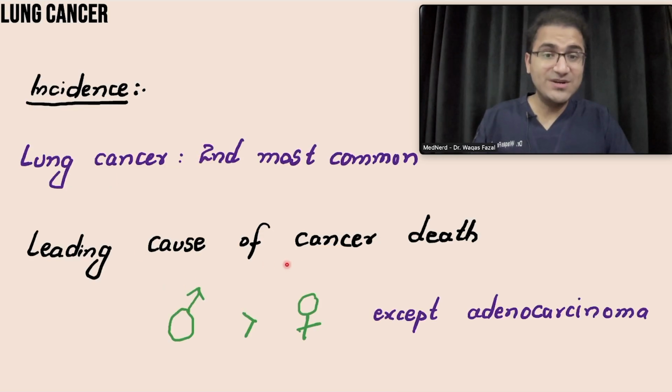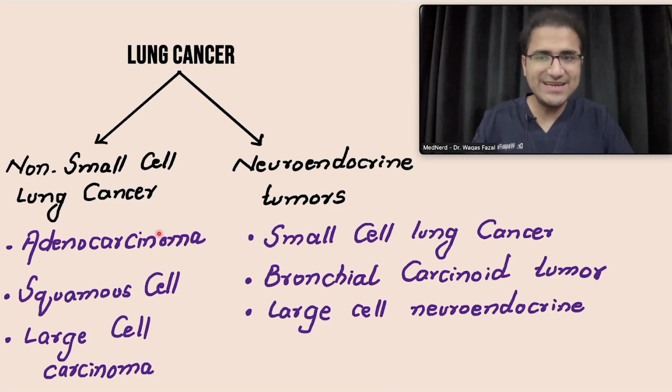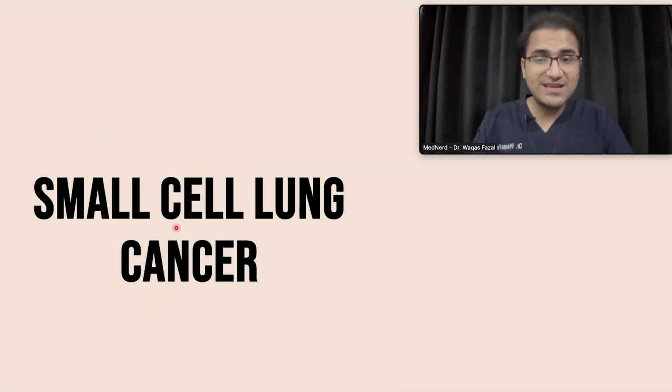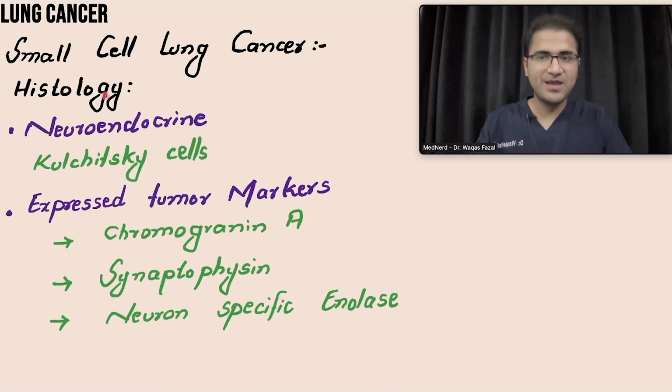Lung cancer is leading cause of death and second most common cancer by incidence. Tobacco smoking, most important cause. Radon, second leading cause. We talked about the classification of tumors. We talked about small cell lung cancer. Must remember the paraneoplastic syndrome. L-Myc mutation is seen. Central, smoker, small cell.